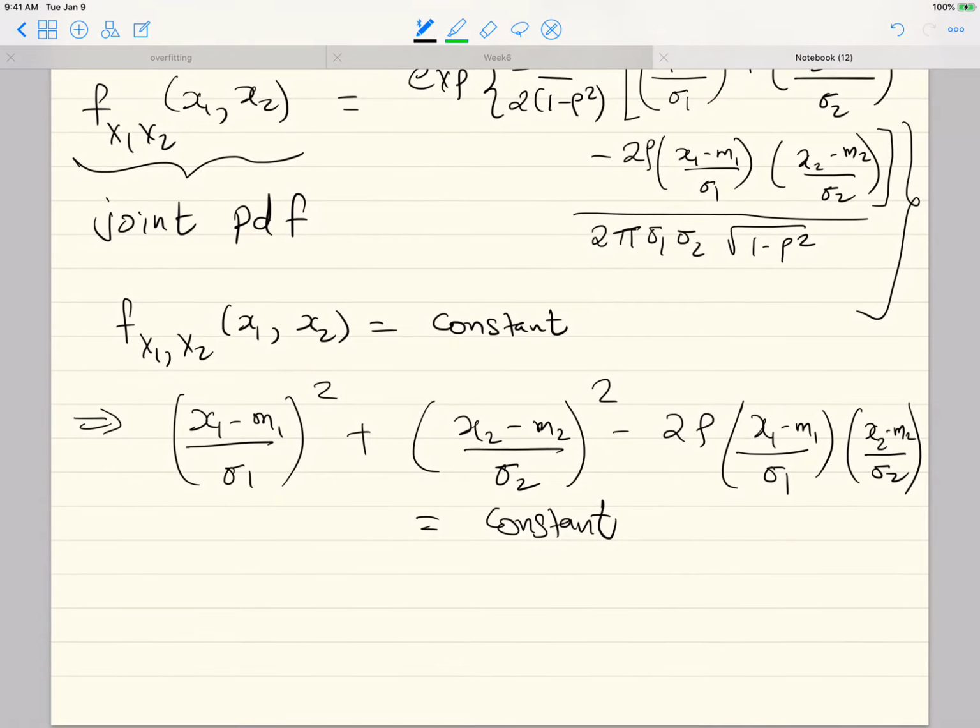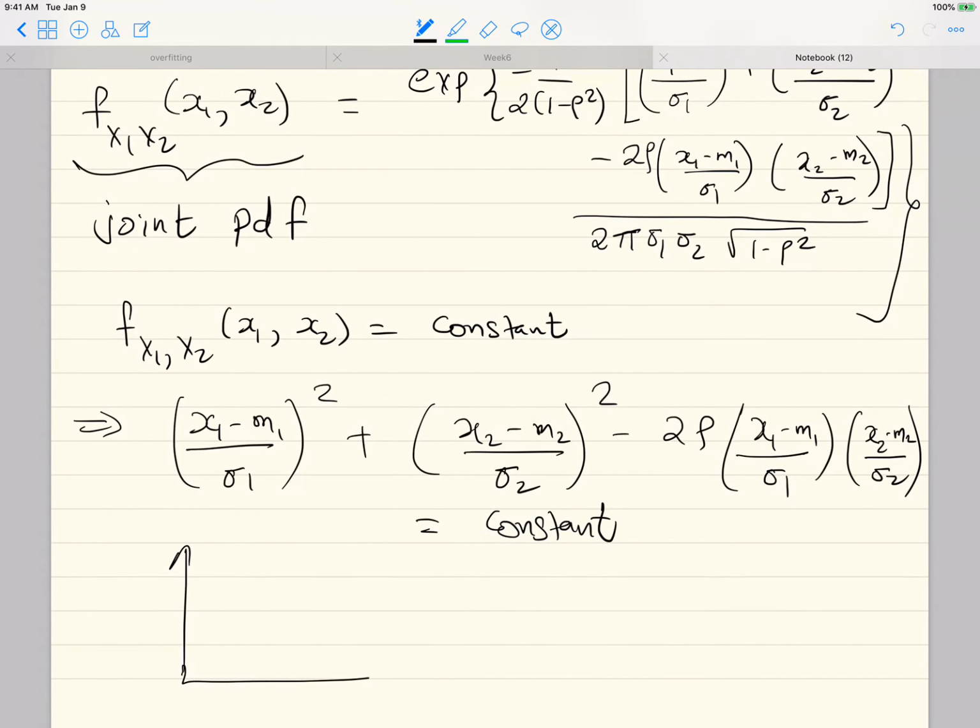So if you were to sketch this in the x1, x2 plane, then the ellipse would be centered at m1, m2. The joint PDF will be highest when you are at the point m1, m2. So this is m1 and this is m2. And if we were to look at the locus of points where this function is a constant, it will be an ellipse.